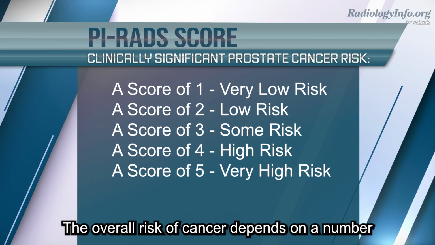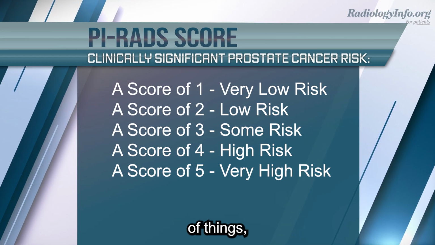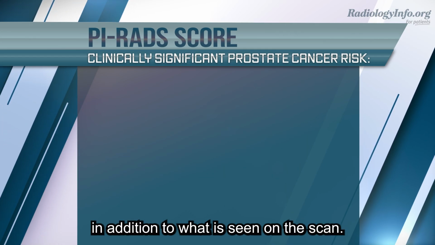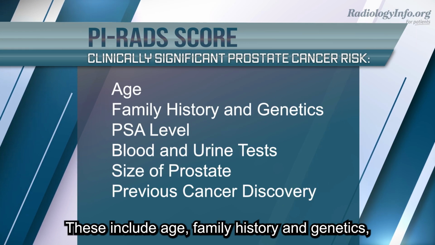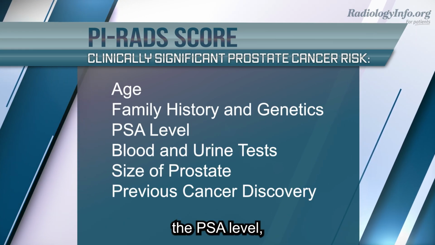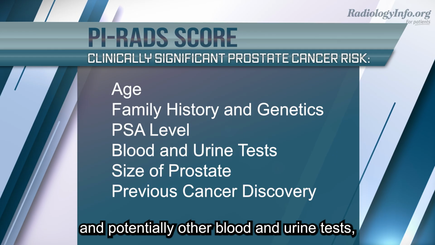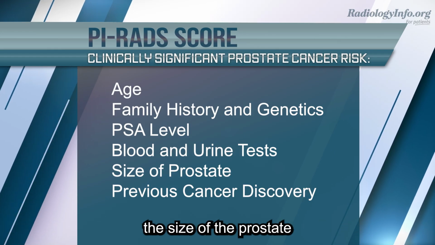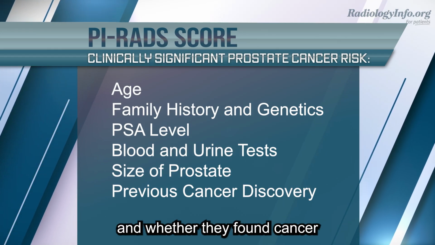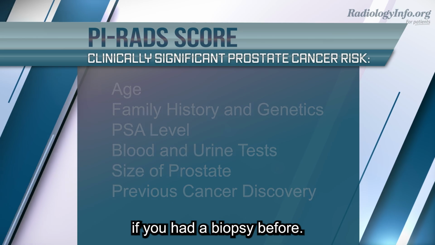The overall risk of cancer depends on a number of things, in addition to what is seen on the scan. These include age, family history and genetics, the PSA level, and potentially other blood and urine tests, the size of the prostate, and whether they found cancer if you had a biopsy before.